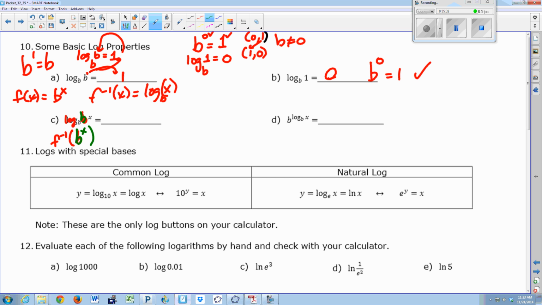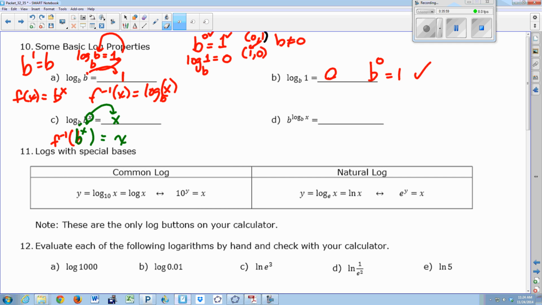I have to come back to what when I compose inverses? What do I come back to? What's my answer? X. Notice if I erase all this stuff back here, you have the base b and you have b to the f of x, you simply lift off your exponent. There you go. That's a little easier to see than the next one.